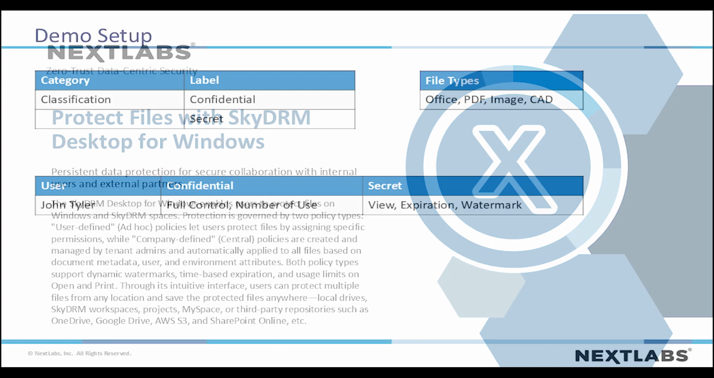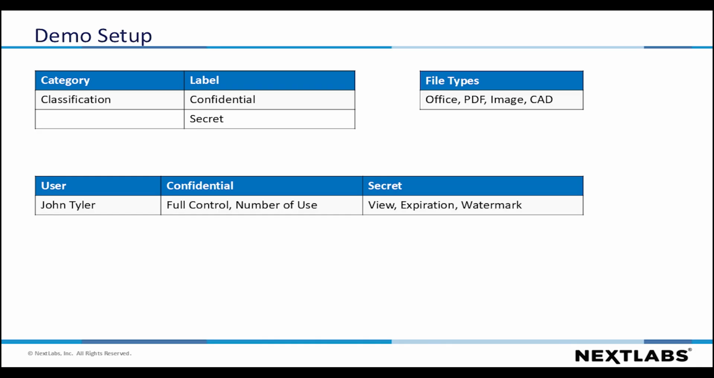A quick look at the demo environment. We use one classification category with two labels, confidential and secret. Our demo user, John Tyler, has full control with number of opens over confidential documents, but only view with expiration and watermark on secret documents. Keep that difference in mind, you will see it in action. We will protect a mix of Office, PDF, image, and CAD files.